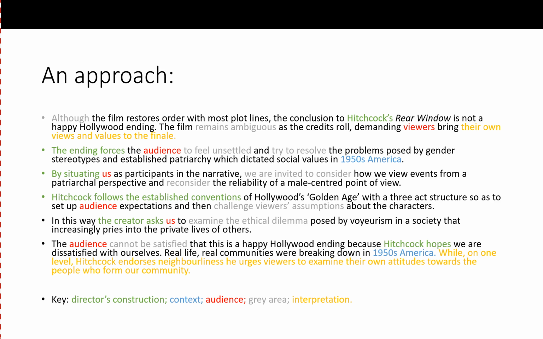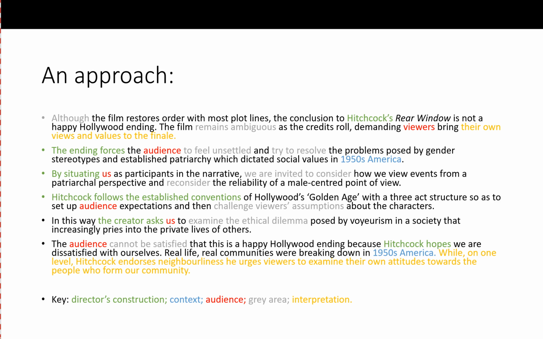The film remains ambiguous as the credits roll, demanding viewers bring their own views and values to the film. The ending forces the audience to feel unsettled and try to resolve the problems posed by gender stereotypes and established patriarchy, which dictated social values in 1950s America. By situating us as participants in the narrative, we are invited to consider how we view events from a patriarchal perspective and reconsider the reliability of a male-centered point of view.